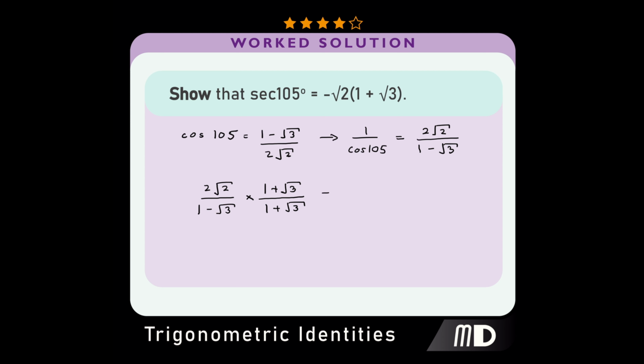Evaluating and simplifying gives us 2 multiplied by the square root of 2 plus 2 multiplied by the square root of 2 multiplied by the square root of 3, divided by 1 minus 3, which is 2 multiplied by the square root of 2 multiplied by 1 plus the square root of 3 divided by minus 2.